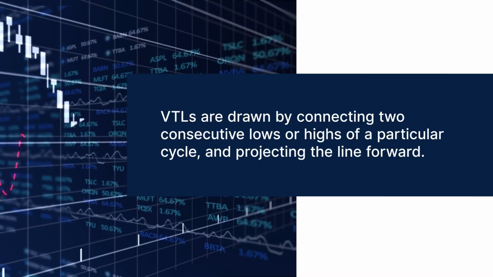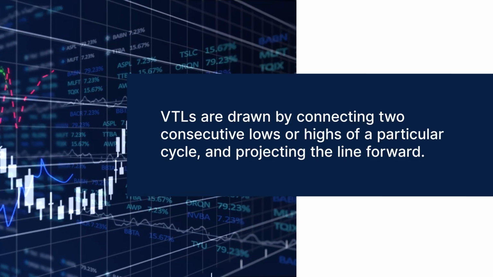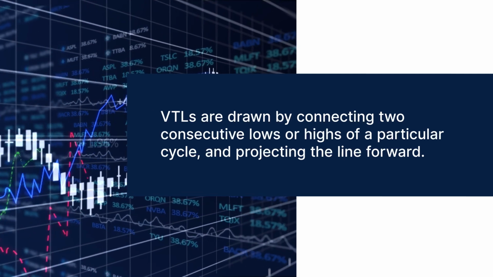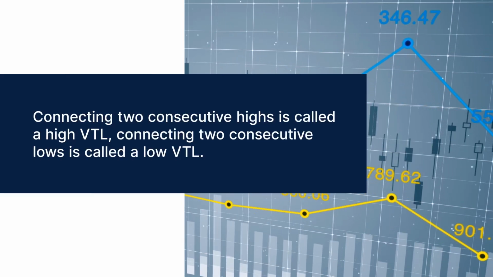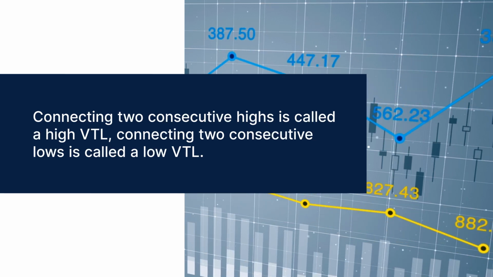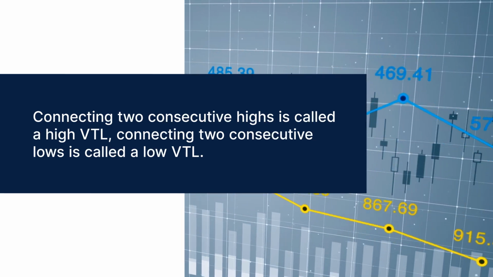If you want to construct a VTL, you need to connect either two consecutive highs of the same cycle or two consecutive lows of the same cycle. Now, in the case of connecting two consecutive highs, we call that a high VTL because it's connecting highs. And when we're connecting two consecutive lows of any given cycle, we call that a low VTL.